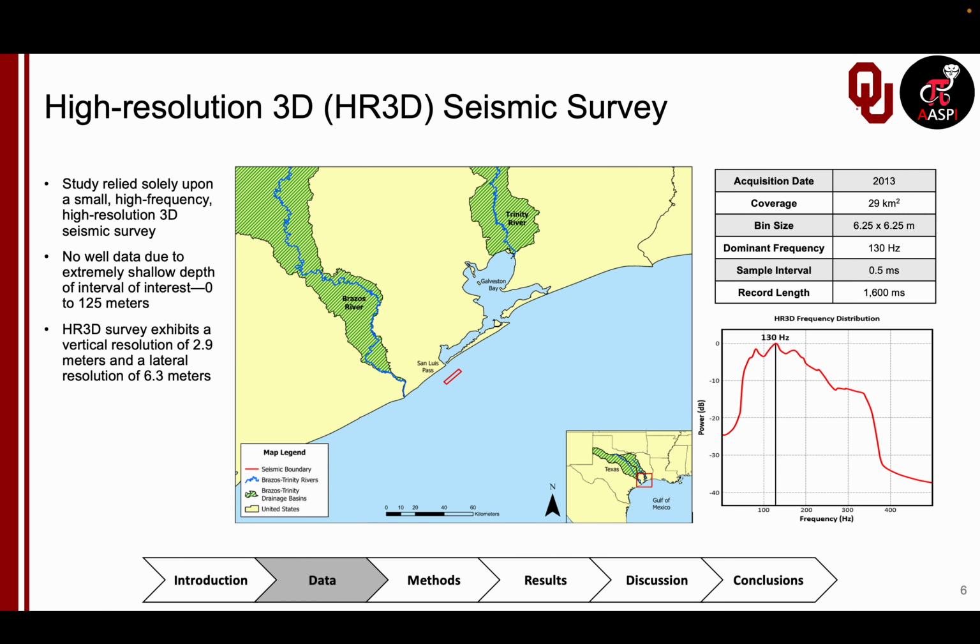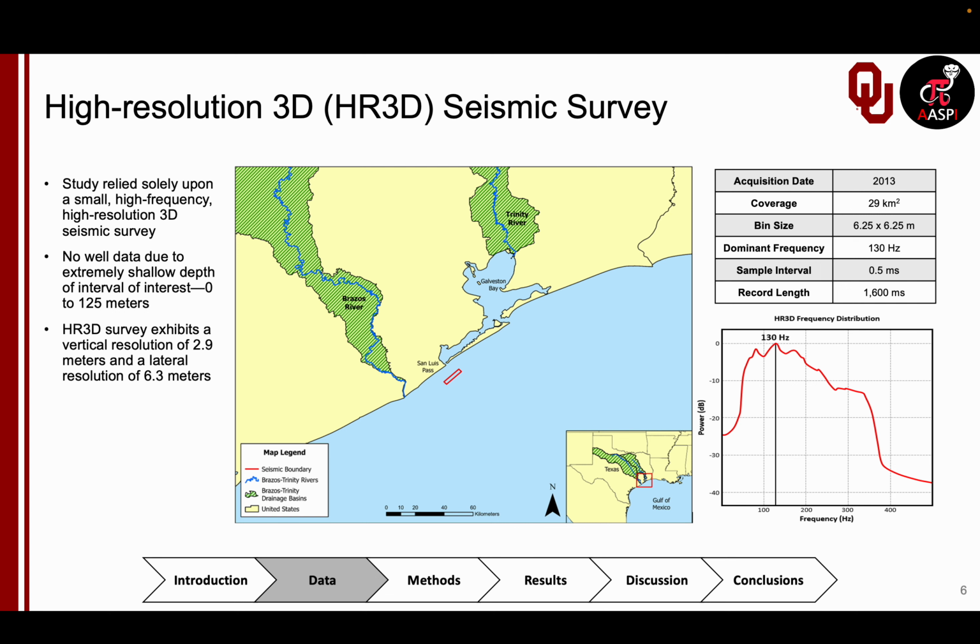For now, though, let's talk about the data that we have. This study did rely solely upon a high resolution, high frequency 3D seismic survey located just south of San Luis Pass, Texas, right here, as indicated by this red polygon. It's about 16 kilometers offshore. The survey was acquired in 2013 by Tip Meckel and his colleagues down at the University of Texas.